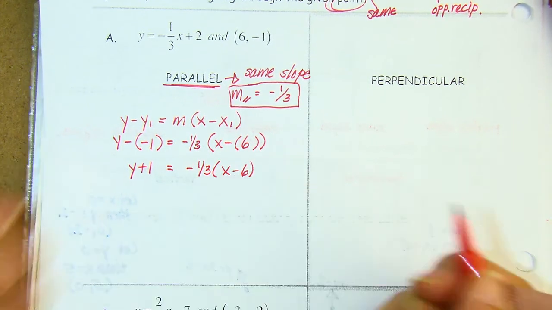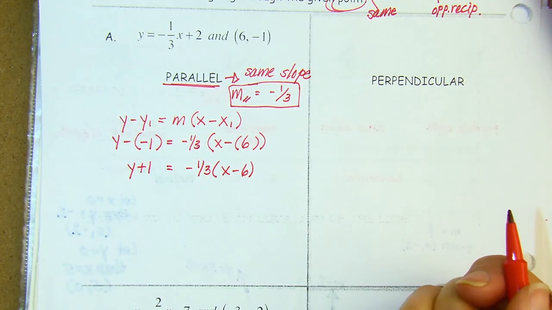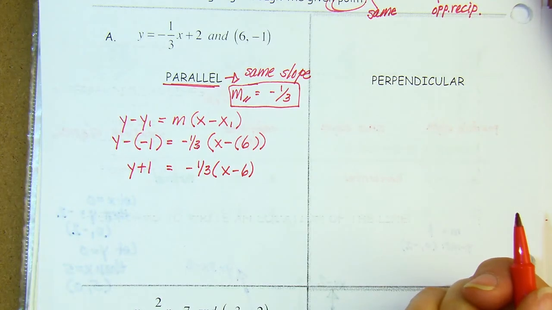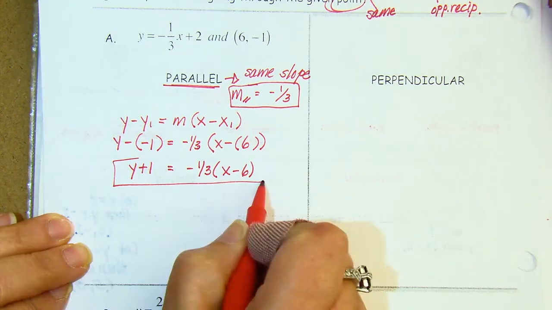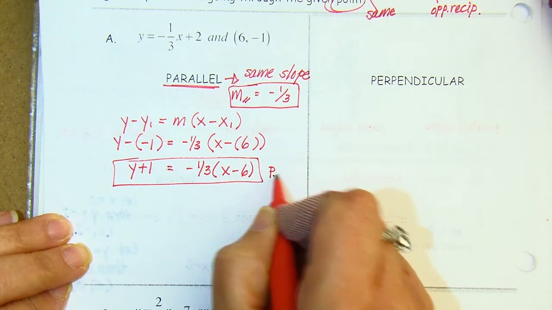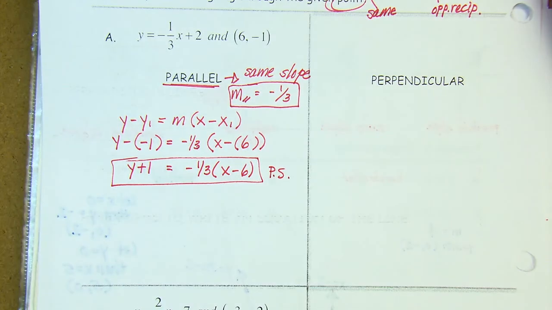Now, do I want to leave it like that, or what are my directions? Write the equation of the line parallel and perpendicular to the given equation going through the given point. They did not tell me. So I'm going to put a box around this and just say this is point slope, P.S. Understand my abbreviation? If you don't, please ask.